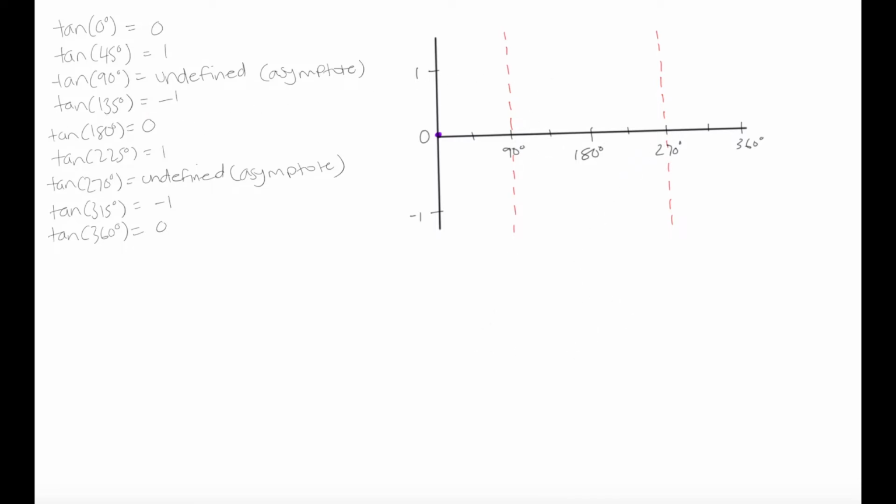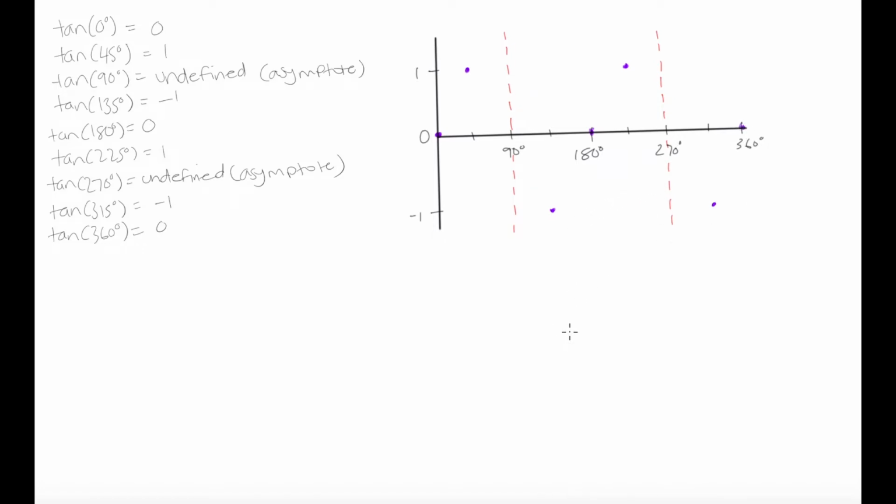So now that we've got our asymptotes in, we can keep plotting our values here. So we were at 45 degrees, which is a value of 1. At 90 degrees, we have our asymptote. At 135, we're going to have a value of -1. At 180, we're at a value of 0. At 225 degrees, we're going to have a value of 1. We have our asymptote again at 270. At 315, we're going to have a value of -1. That's going to be here. And at 360, we're going to be at 0 again.